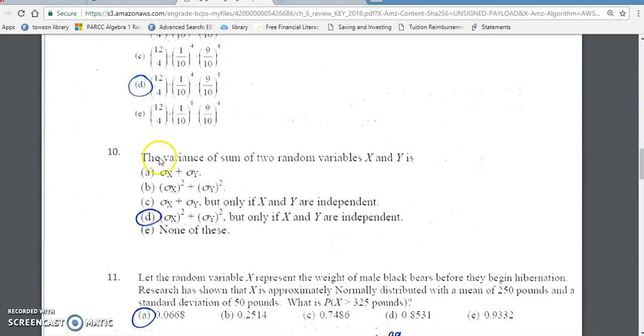Number 10 reminds me a lot of what I showed you on the slide, that we have to take the variance of each and add those together. This question specifically asked you for the variance, which is why you don't see the square root sign. One thing we did talk about is that x and y have to be independent in order to add the standard deviations together. So I don't think you'll have to worry about that on a free response question, but they will throw those into the multiple choice questions, obviously.